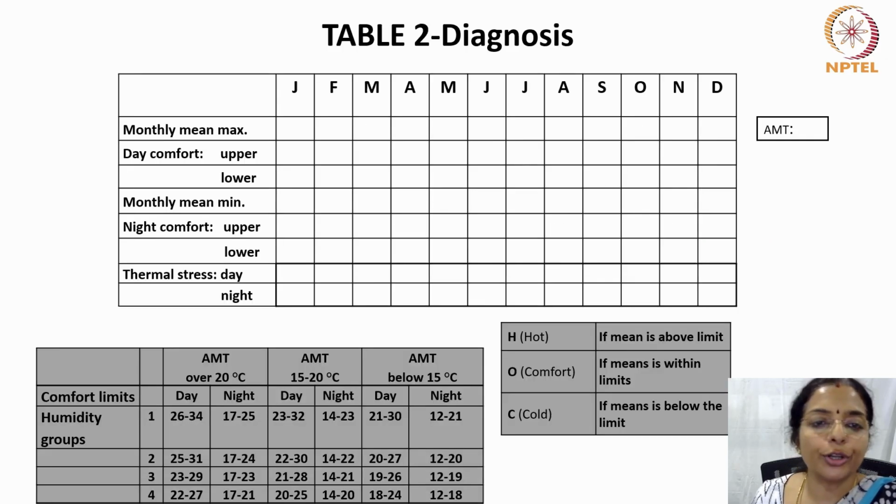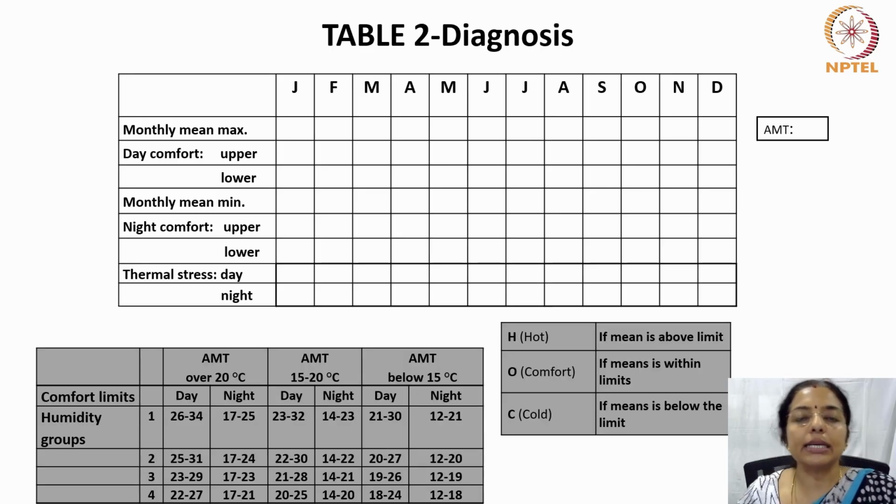After this, what you do? You move on to diagnosis. Now, this table 2 is used for diagnosis of the climate data and develop a series of climate indicators. So what you have to do is, you need to insert the monthly mean maximum and minimum temperature and AMT from the first data slide where we had written the humidity group. You remember that slide? From that, you have to write for each month.